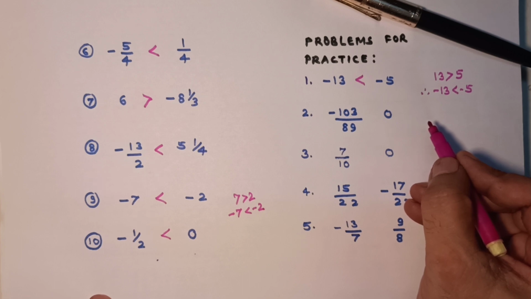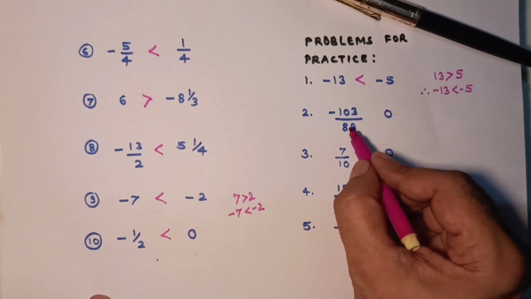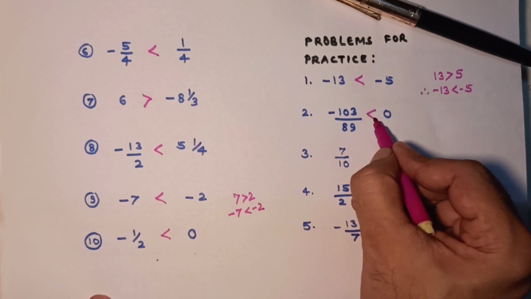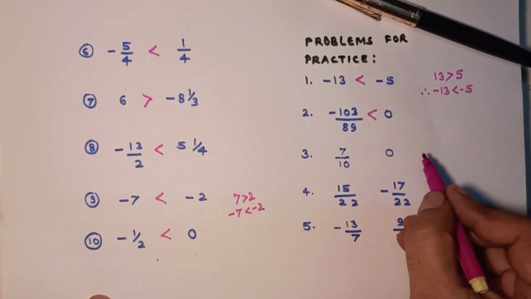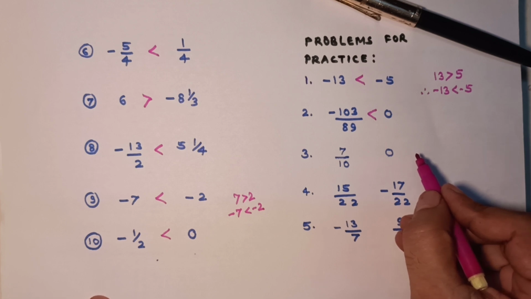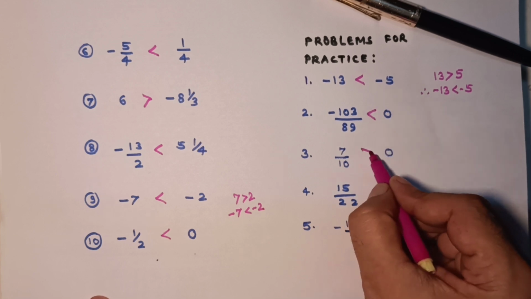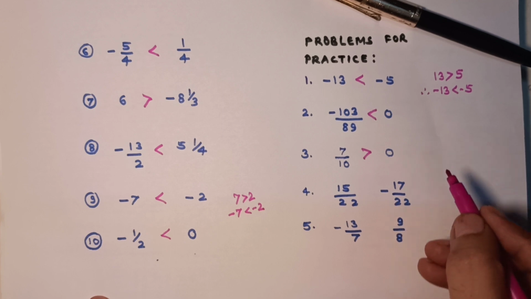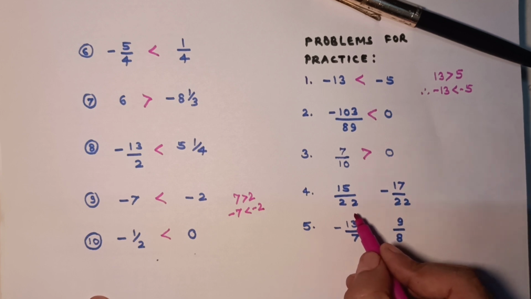Okay, now check the answer. Minus 103/89 is a negative number, so it will always be smaller than 0. Go to the third question. 7/10. 7/10 is greater than 0, because any positive number is always greater than 0. Let's go to the fourth question.